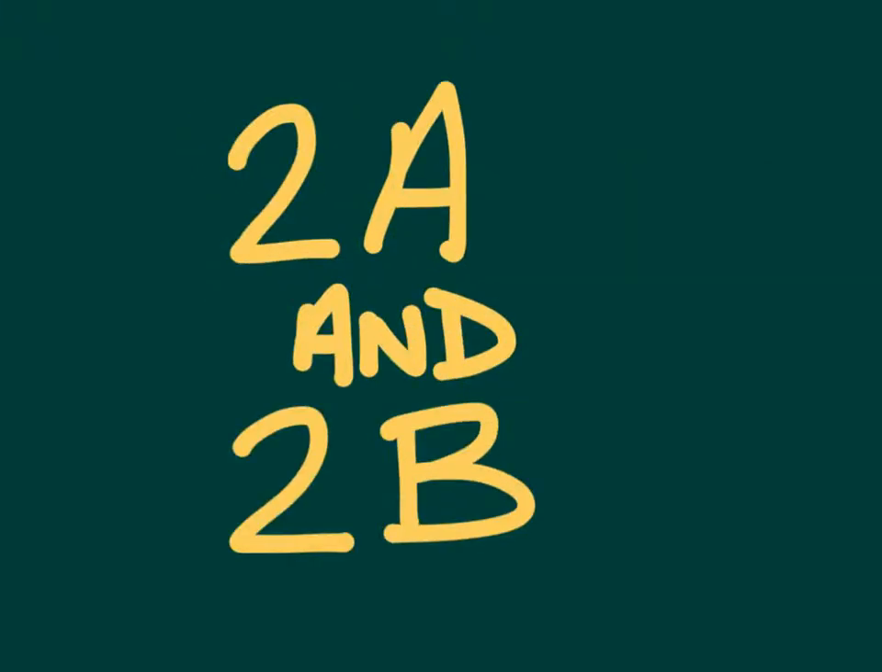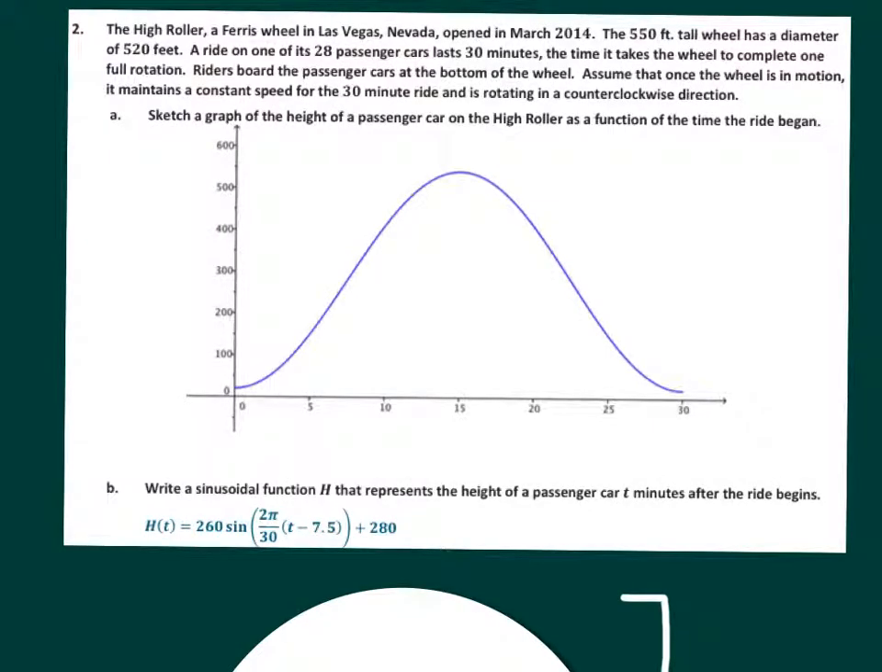Here's 2A and 2B. The High Roller Ferris wheel in Las Vegas, Nevada opened in March of 2014. The 550-foot tall wheel has a diameter of 520 feet. From that point in the problem, if you had looked at the lesson plan and the answer key to check your work, you would have noticed something strange. I'll ask you that since the Ferris wheel is 550 feet tall and has a diameter of 520 feet, what should the leftover distance be at the bottom, like the platform they're using to get on the Ferris wheel? 30 feet, yes.